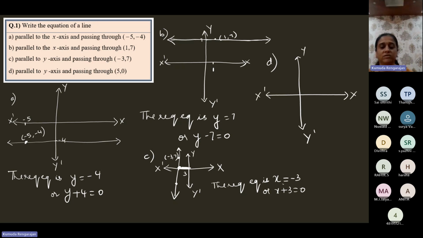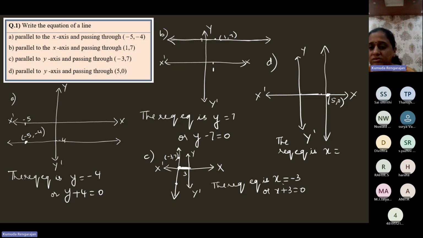Parallel to the y-axis and passing through 5, 0. So say this is 5, 0, and it's parallel to the y-axis. It passes through 5, 0. So what will be the equation? The required equation is, it's parallel to the y-axis, so x is equal to a positive number because the line is to the right of the y-axis. And what is this distance? 5. So x is equal to 5, or x minus 5 is equal to 0.